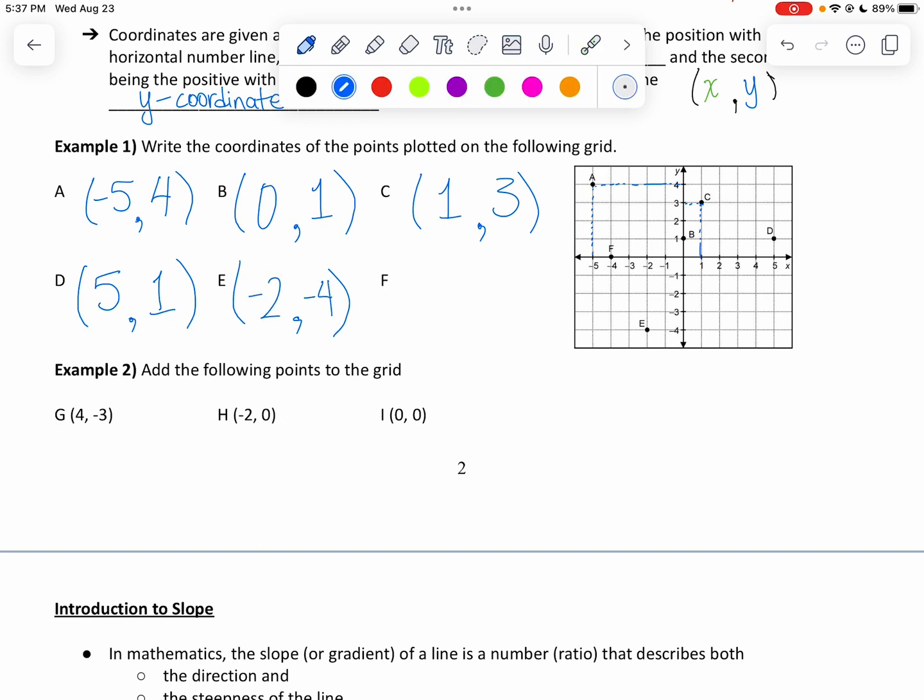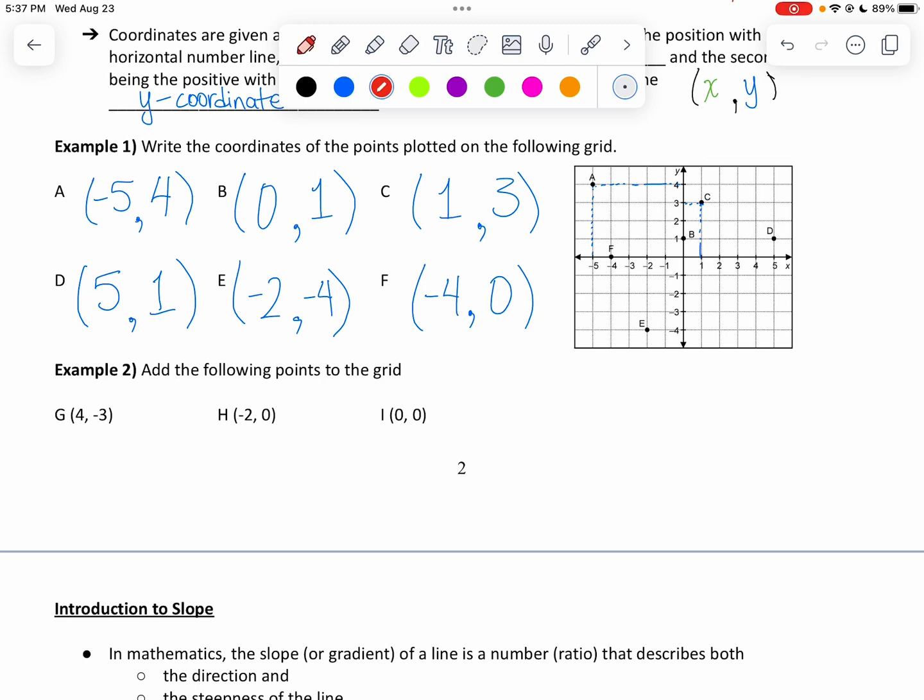And for F, we're sitting 4 spots to the left of the origin, so at -4 for our x-coordinate. And for our y-coordinate, we haven't moved up at all, we haven't moved down at all, which means we're sitting at 0 on the y-axis. In other words, we have no height to that F point.